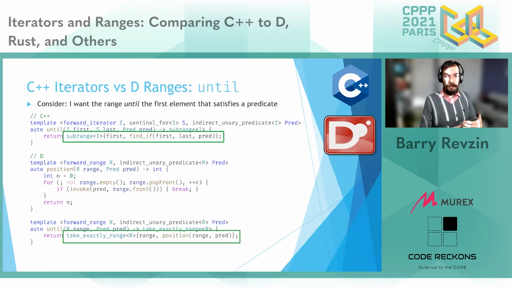But it took us a lot more effort to get there in D. We had to be a lot more clever about things and put a lot more thought into it, whereas in C++, this is an easy problem.